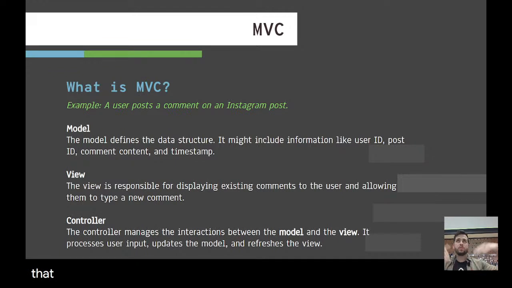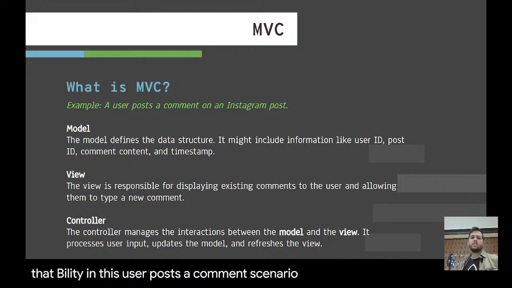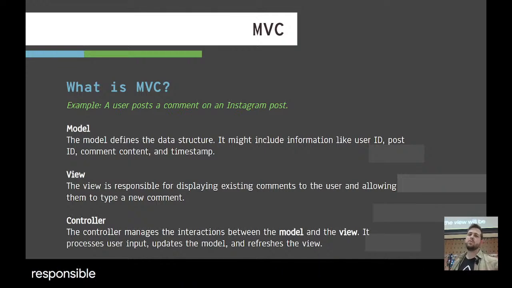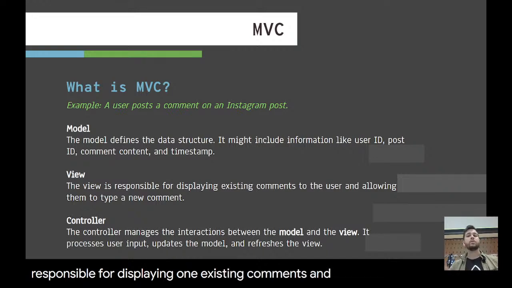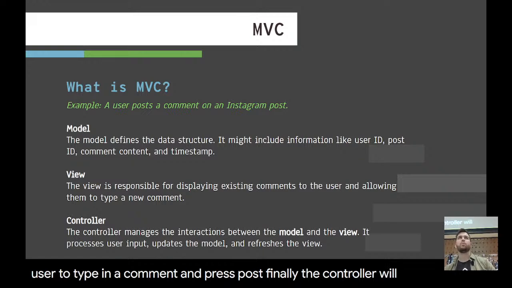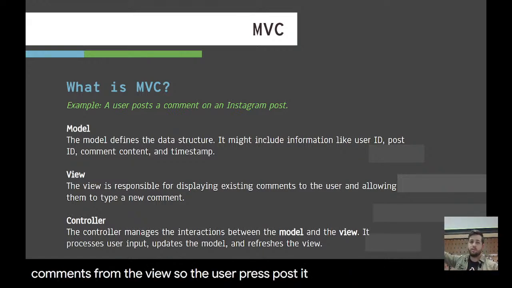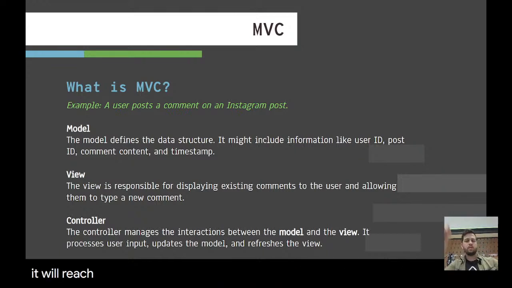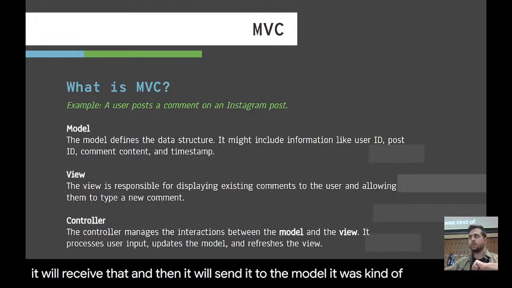The view's responsibility in this scenario is that the view will be responsible for displaying, one, existing comments, and two, it's going to allow the user to type in a comment and press post. Finally, the controller will receive the comment from the view. So the user presses post, it gets sent off to the controller. It will receive that, and then it will send it to the model. It will work as this in-between.